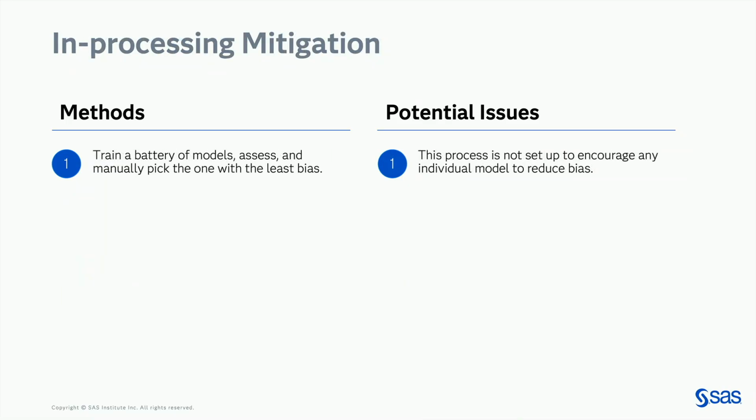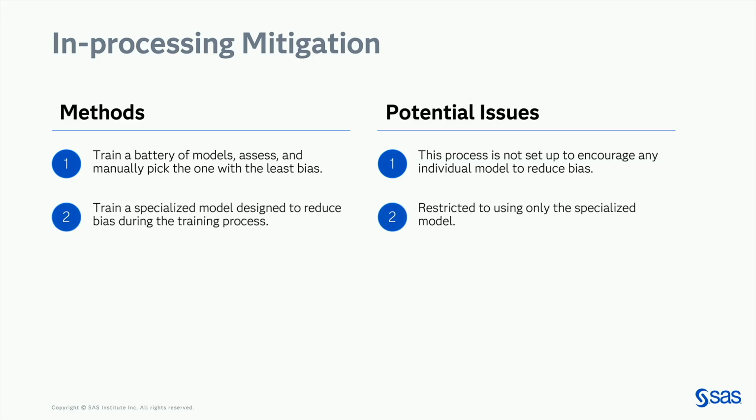So we talked about what you can do beforehand, and afterhand. You can also do things in the modeling process. One of the things you can do is just train a whole bunch of models. Train a bunch of them, tweak settings, and similar to how you might pick the most accurate model, you can also look and pick one that has low bias, and you can manually do that. But that's not really a process that's set up to specifically reduce bias. It's more if you're just manually choosing.